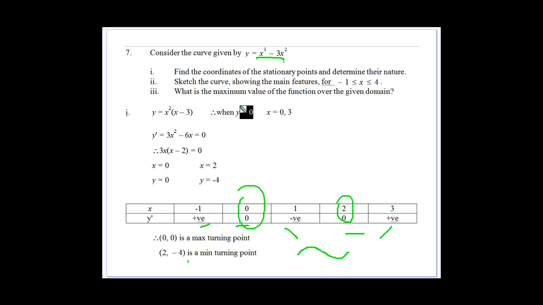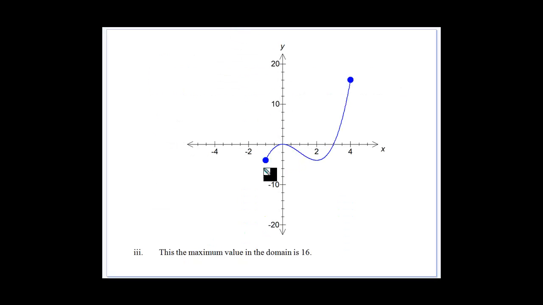Now again, notice there that we've got a given domain. So minus 1 and 4. So we set our values up, and we got our turning points. So we graph those, but we also look at, well, what's the end point? So when x is 4, y would be 16. So that's the point 4, 16 there, and that would be the point minus 1, 4.